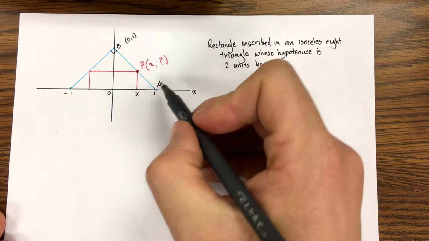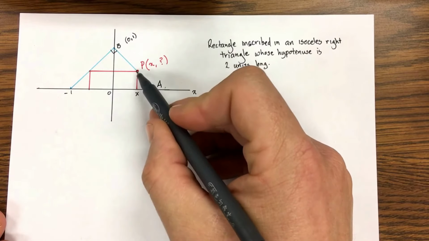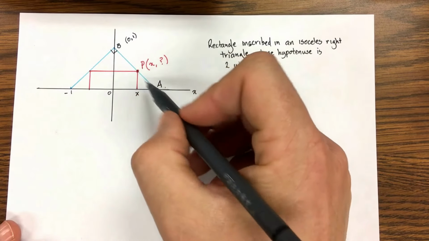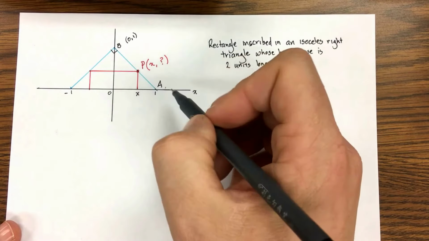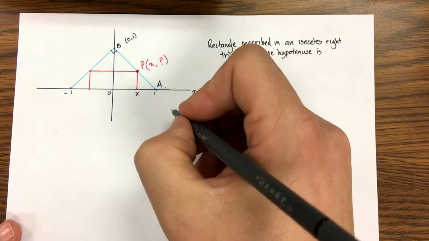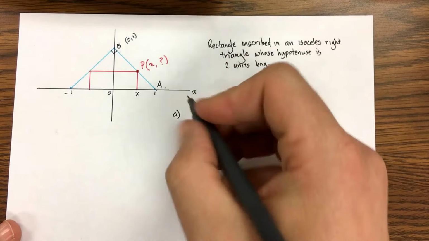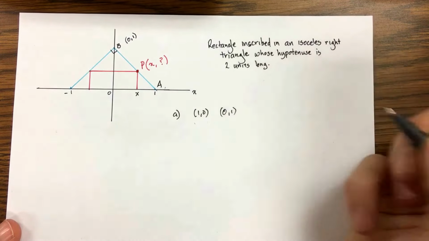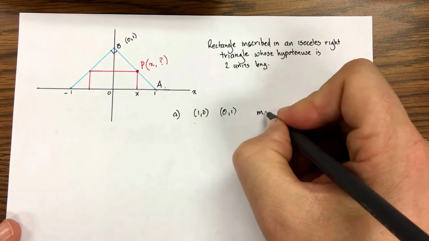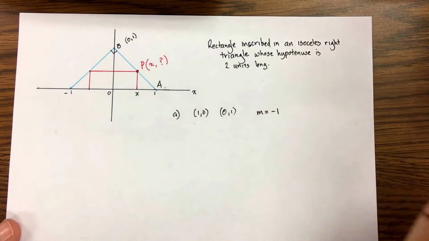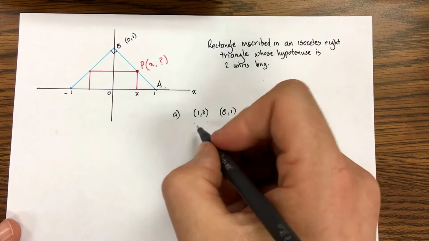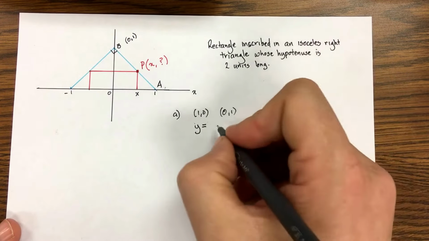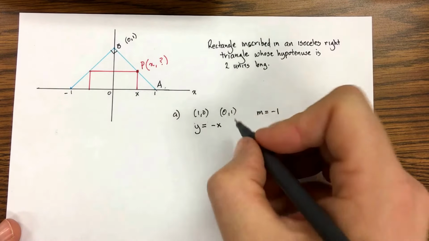I just want to put in x and get the y value right here, which is just the equation of this line. A is the point (1, 0) and B is the point (0, 1). Hopefully you can do that in your head. The slope connecting those two points is going to be -1. The y-intercept is 1, so the y coordinate is -x plus 1.